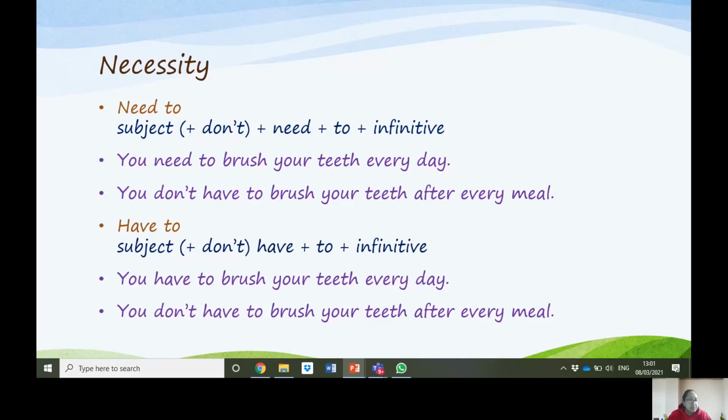Need to is more of a general necessity, whereas have to is slightly stronger, but they both give advice and show what is necessary or not.